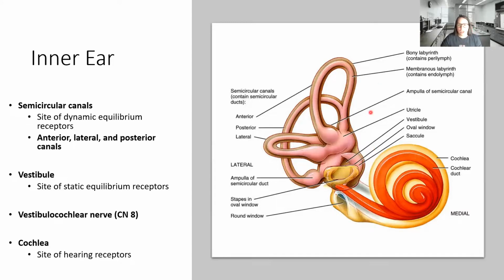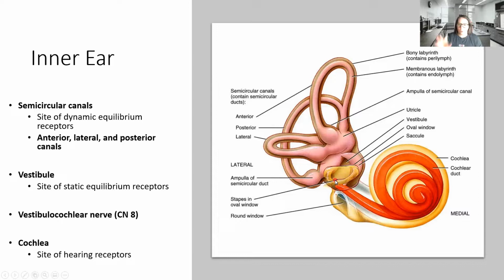So for us, each of these semicircular canals is oriented in a different plane to monitor different movements. So we have an anterior, which comes at you, lateral lays on its side, and the posterior canal is the one that's in the back. So anterior comes at you, lateral lays on its side, and the posterior is the one at the back.